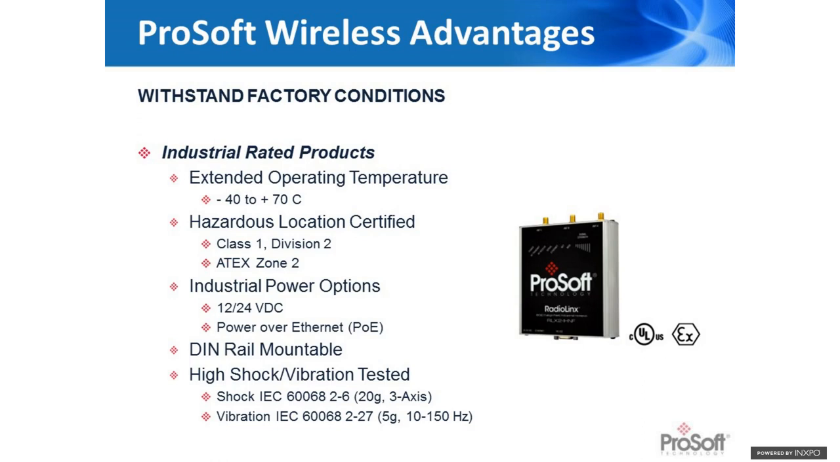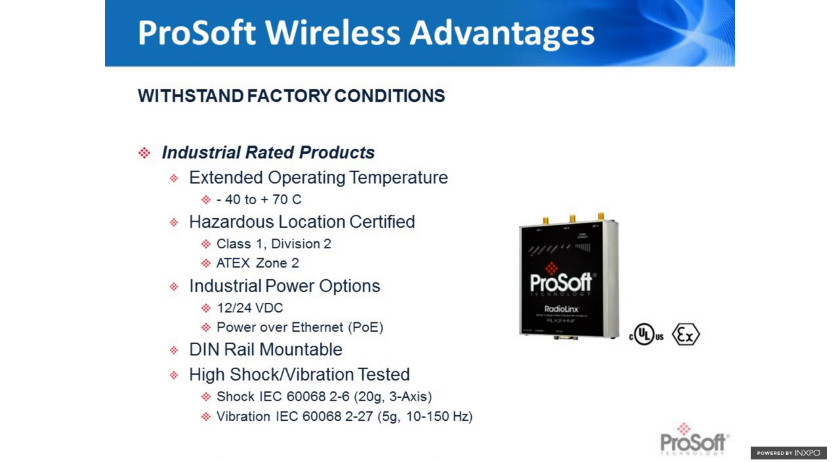Factories and warehouses are really difficult environments. This is not an office. So products have to be rated and designed to operate in those environments. Our radios are all industrial products. All of our products are. So that means that it operates in extended temperature ranges from -40 to +70 C. So whether you're putting a system into a cold storage facility or a galvanizing line in a steel plant where the temperatures can range tremendously, our products are going to hold up in that environment.